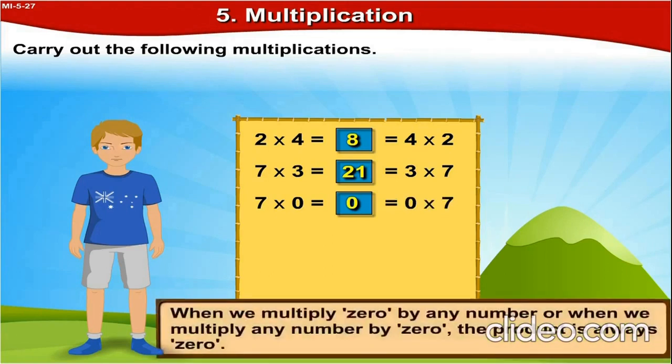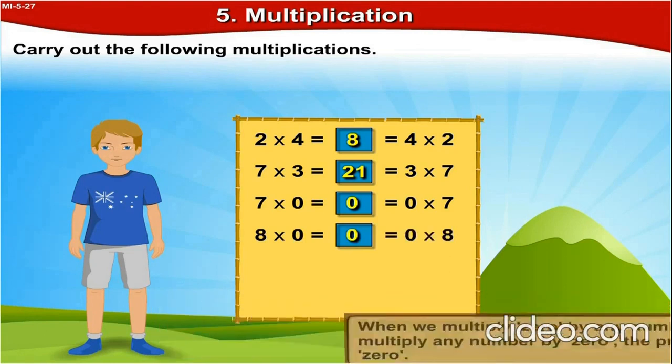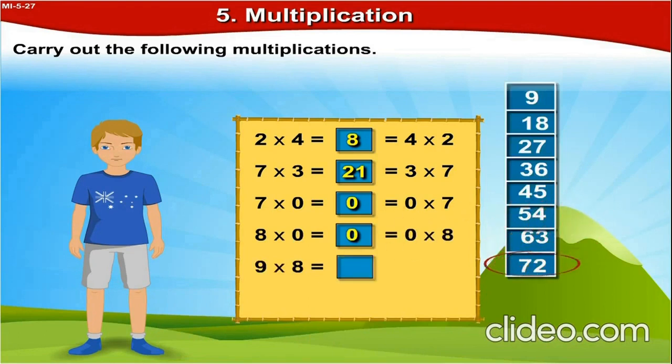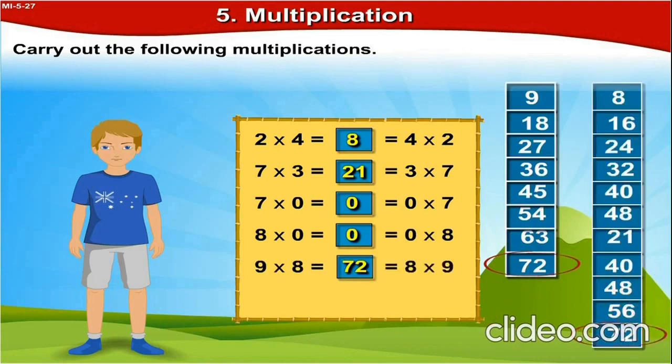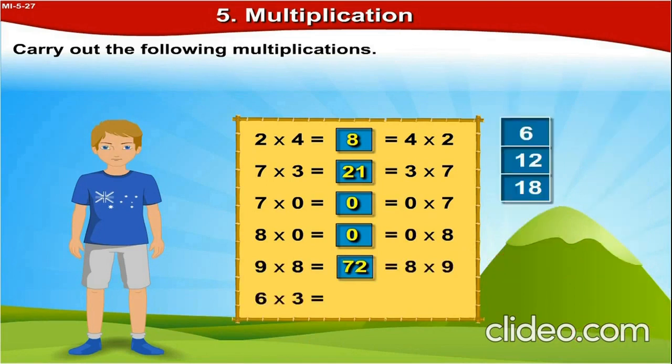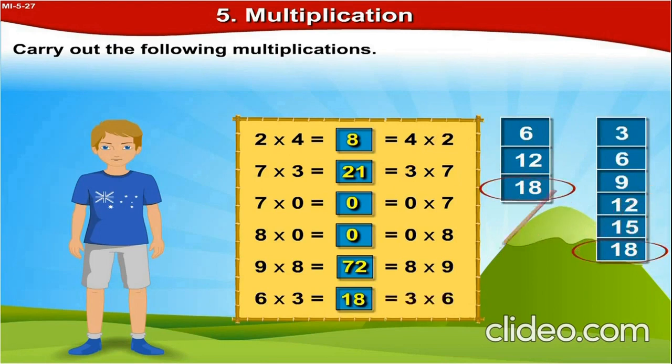As you've already read, if we multiply 0 by any number, or when we multiply any number by 0, the product is always 0. 8 multiplied by 0 is equal to 0. 0 is equal to 0 multiplied by 8. 9 multiplied by 8 is equal to 72. 72 is equal to 8 multiplied by 9. 6 multiplied by 3 is equal to 18. 18 is equal to 3 multiplied by 6.